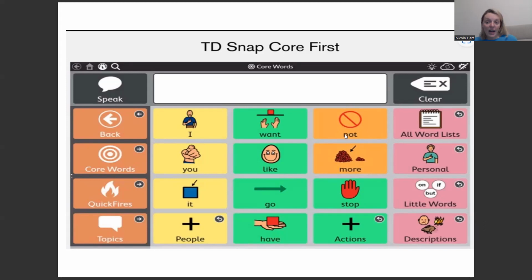It can be used on an iPad. The screen can be locked so that they can't go into anything else. The volume control can be used. You can reduce the number of symbols on the screen. And it can be very functional, and it can be very personalized as well.